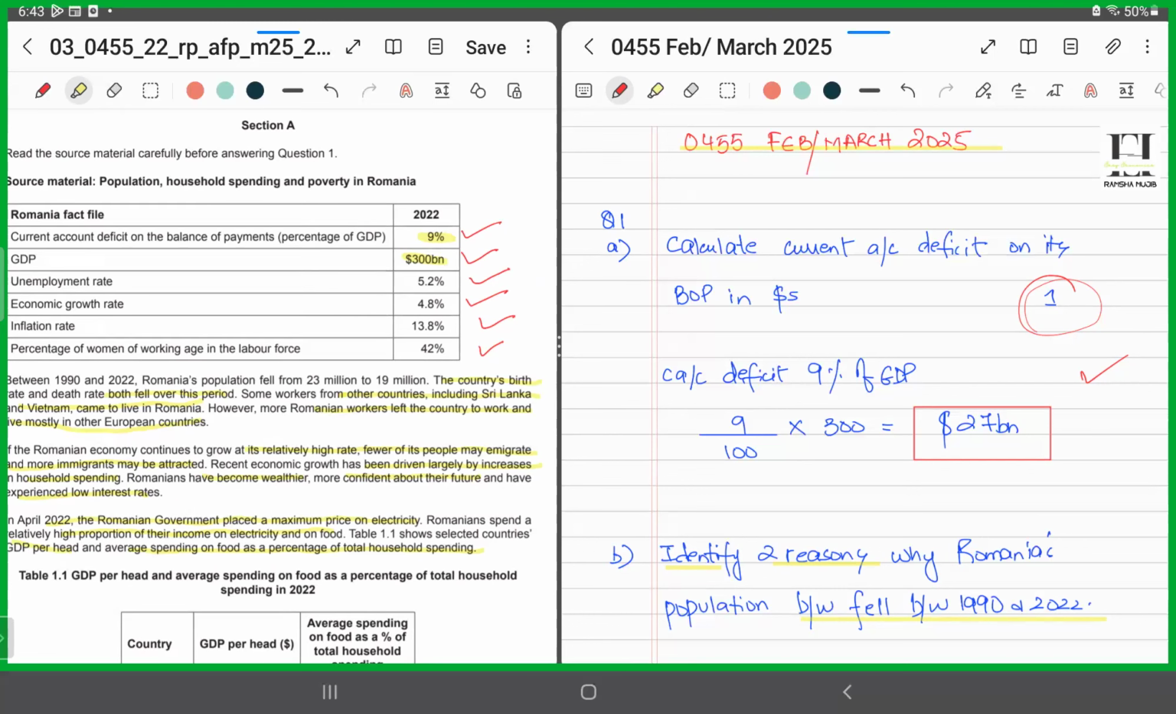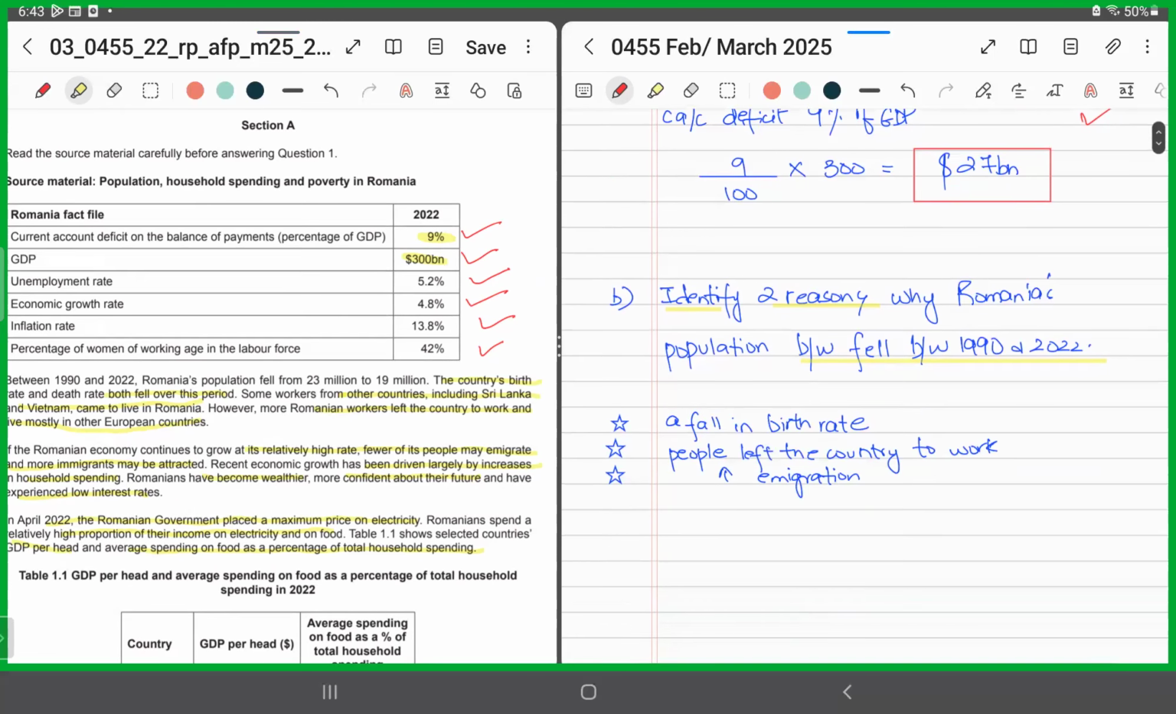So, exactly these are the two reasons which I've written. The question asks us to identify two reasons. All we've got to do is, again, it's a 2-mark question. You just need to list down those two reasons why Romania's population fell. You could say there was a fall in the birth rate, or you could say people left the country to work, or you could say there was a rise in the emigration, right? Mention any of these 2 points and you'll get full 2 marks.